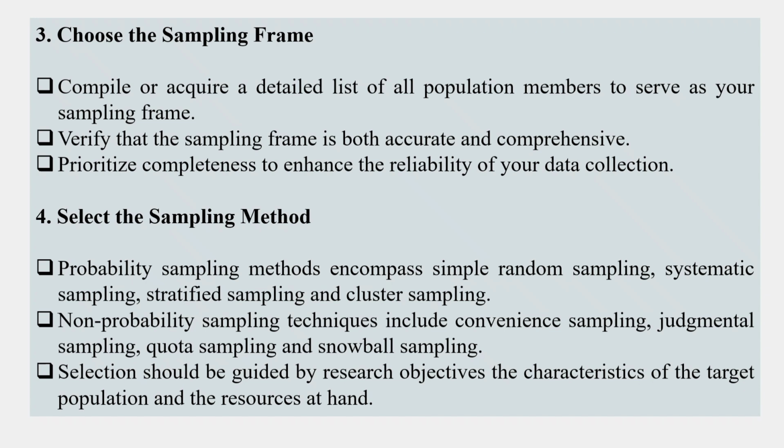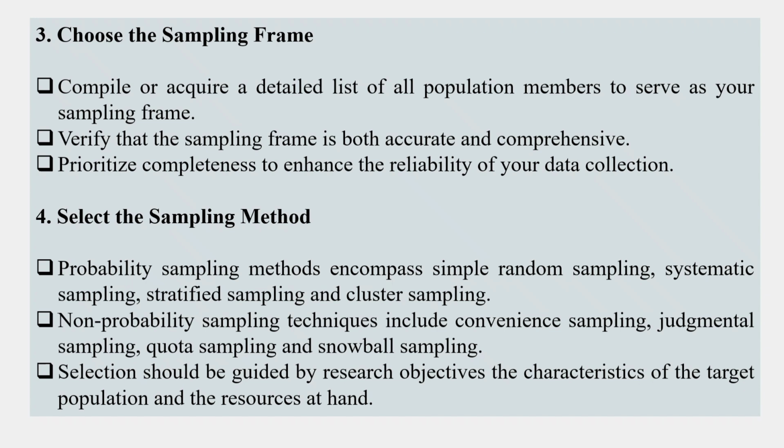The second one is systematic sampling. Select every nth or kth individual from a list. The third one is stratified sampling. Here, divide the population into groups, such as strata, and sample from each. Cluster sampling: divide into clusters, then randomly select entire clusters.